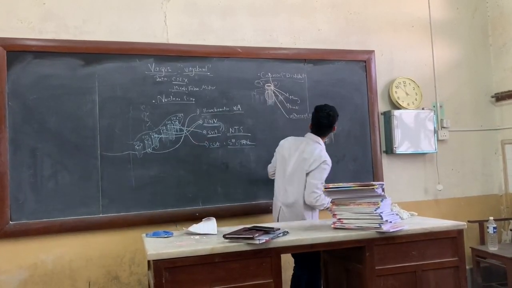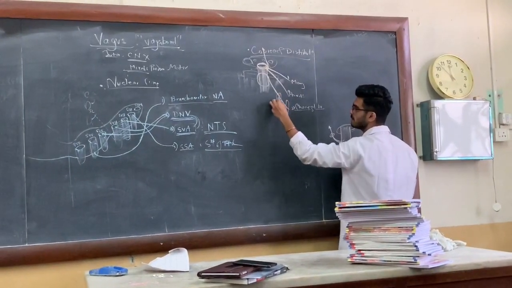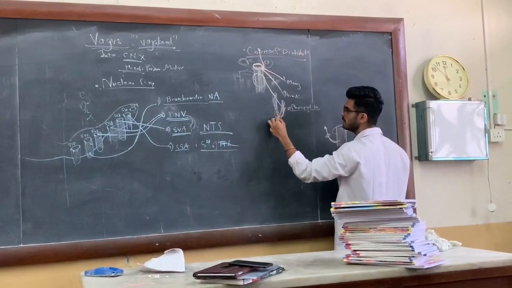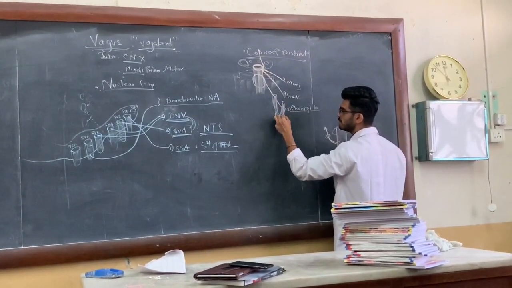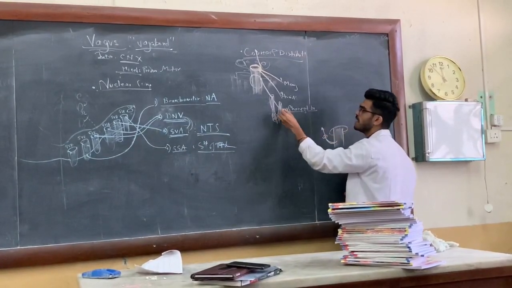So I'm just going to draw this here. That's kind of the internal and the external carotid artery. This is going to be the carotid body, whatever that bulging is called, correct? So here we are, this is the pharyngeal nerve.